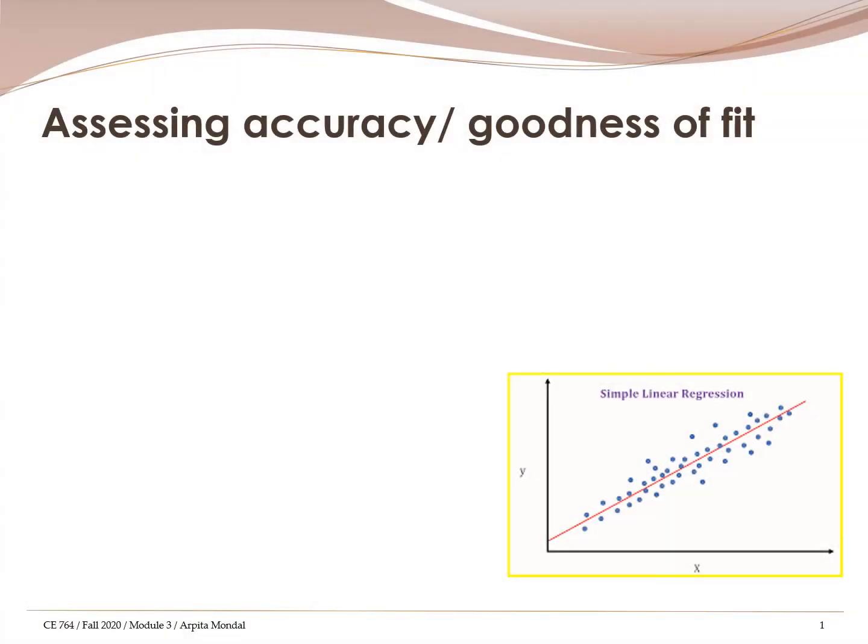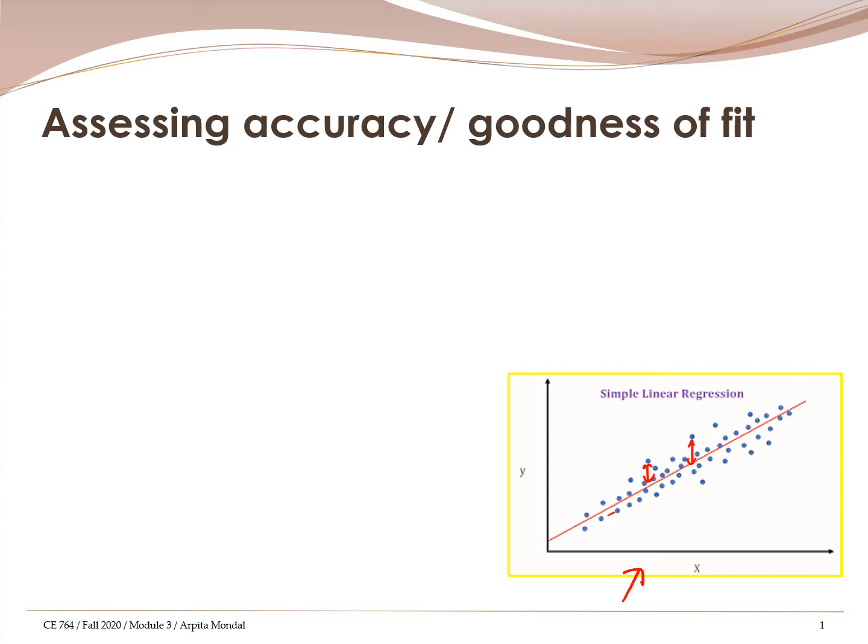Now that we know how to fit a simple linear regression model to a dataset, let us now discuss how we can assess the accuracy of the model, or in other words, how we can assess the goodness of fit. Remember, we have data which is scattered like so, and we have fitted a straight line to this dataset, right? So some amount of misfit will always be there because of these distances of the points from the predicted value which is given by the straight line.